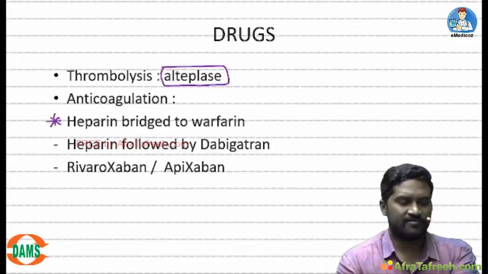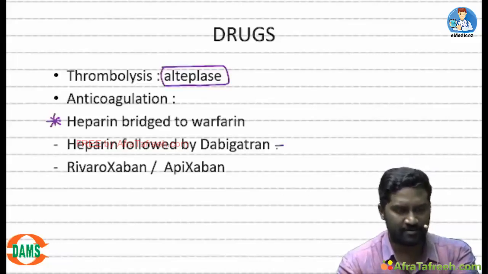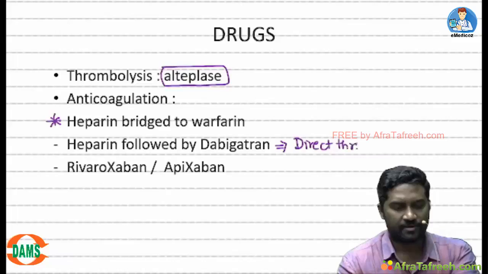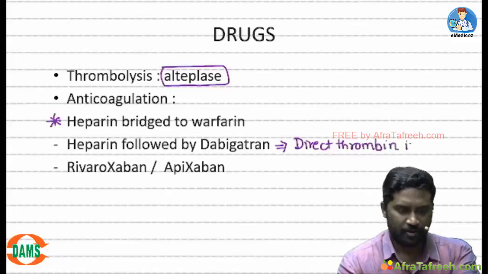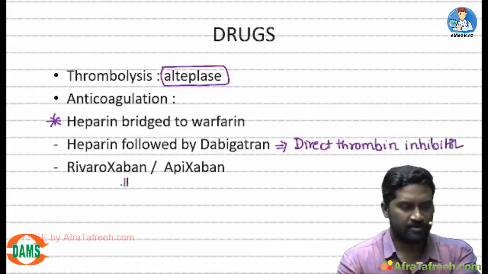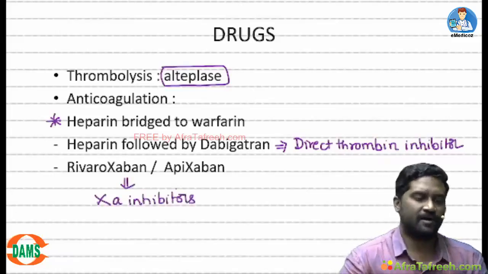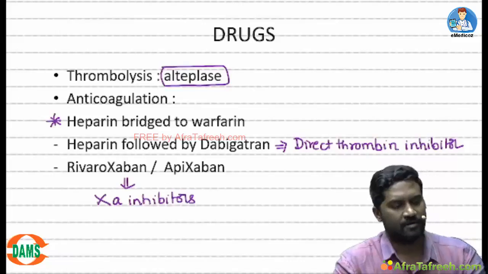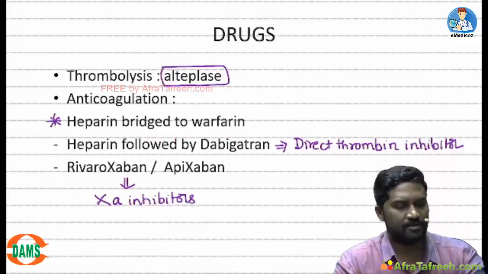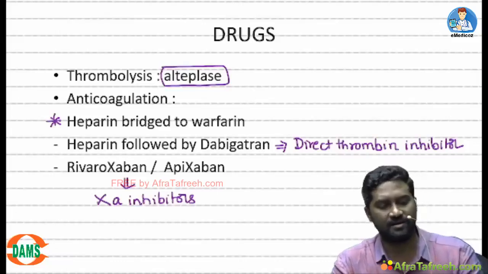And the newer regimens we have heparin followed by dabigatran. Dabigatran is a direct thrombin inhibitor, or we can go for rivaroxaban, apixaban. These are factor 10A inhibitors. The conventional regimen is heparin bridged to warfarin, whereas in the new regimen we can either give dabigatran, a direct thrombin inhibitor, or rivaroxaban, apixaban. These are factor 10A inhibitors.